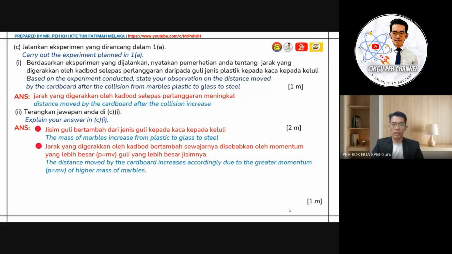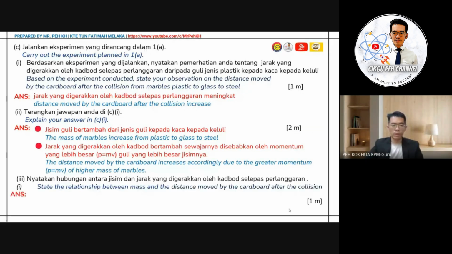Okay, so the next question: state the relationship between the mass and the distance moved by the cardboard after the collision.